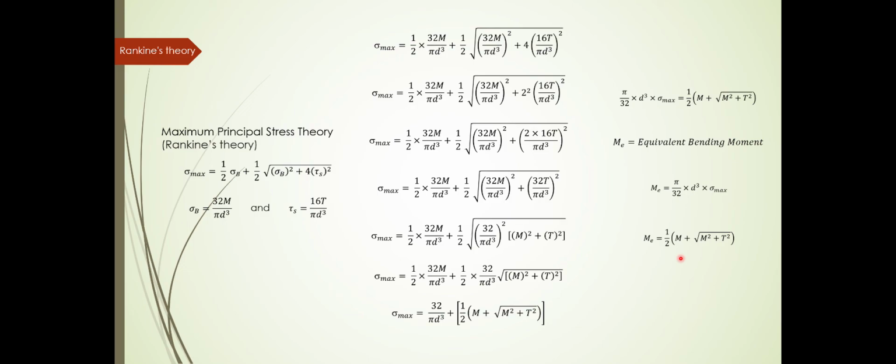So now what you need to do is just the same as what we did earlier with the maximum shear stress theory. Find out the maximum bending moment first, and the torque, then you find ME. Once you have found ME, and with the maximum normal stress or the maximum bending stress given in the question, you will be able to find out the diameter of the shaft.